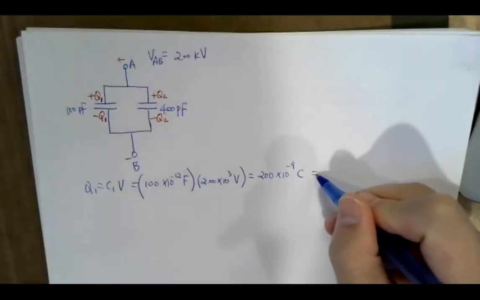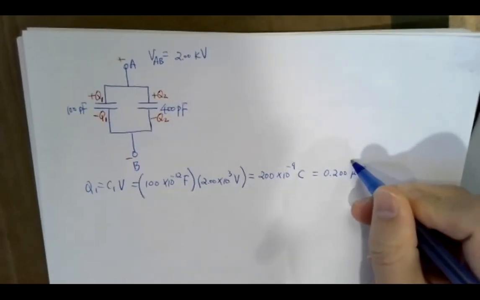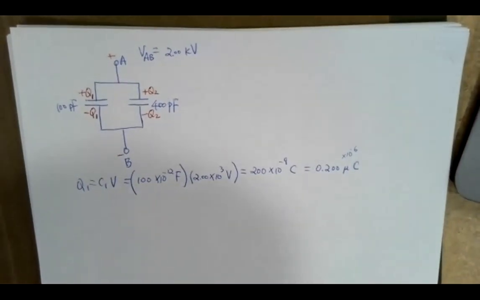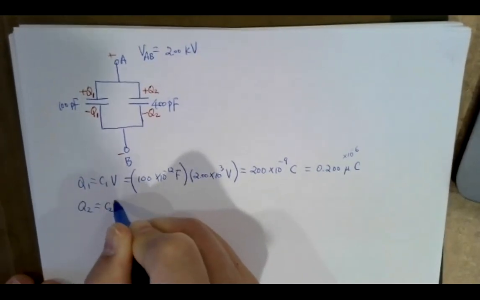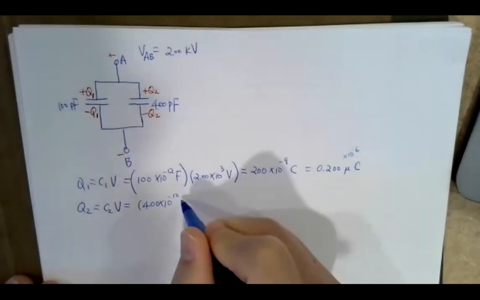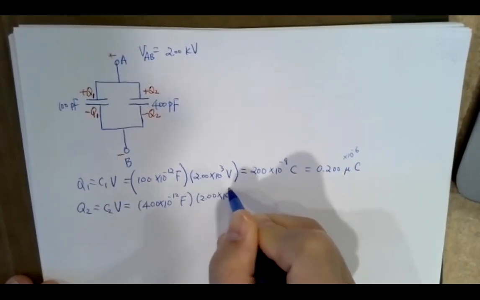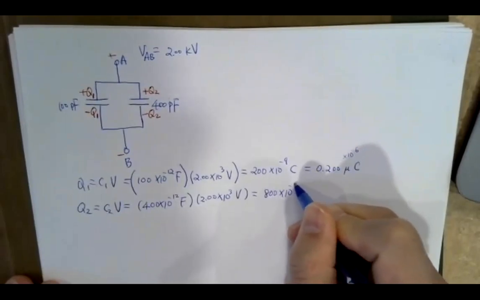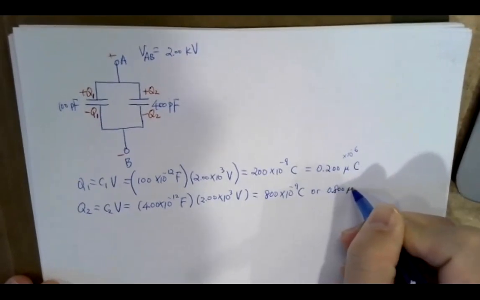Or you can say this is 0.2 microcoulombs, times 10 to the negative 6, okay? So if you convert into microcoulombs, either way, it doesn't matter. You can also calculate what's Q2. So Q2 will be C2 V, 400 times 10 to the minus 12, times 2.0 kilovolts. That will give you 800 times 10 to the minus 9, or 0.8 microcoulomb, okay?